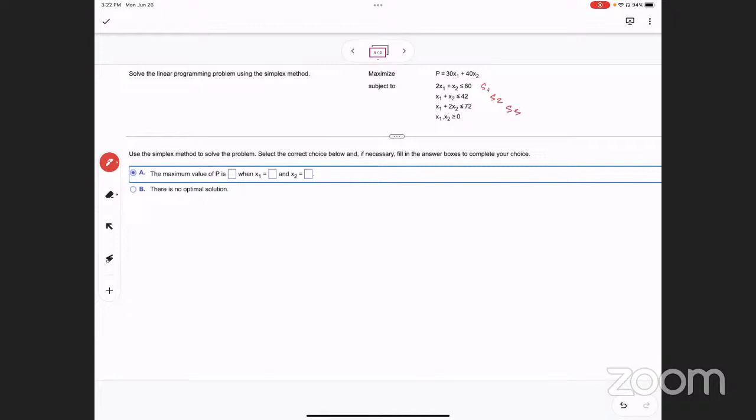So our system is like this. It goes 2, 1, 1, 0, 0, 60. Remember doing this? And then 1, 1, 0, 1, 0, 42. Wait, hold on. Can you slow down for one second? Because I'm trying to write it down.